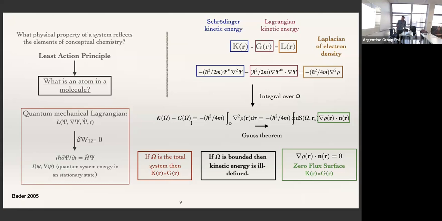However, if omega is bounded by a zero flux surface, then this term disappears and the kinetic energy is well defined. The idea here is that it is necessary to work with systems that are bounded by zero flux surfaces in order to have the kinetic energy well defined.